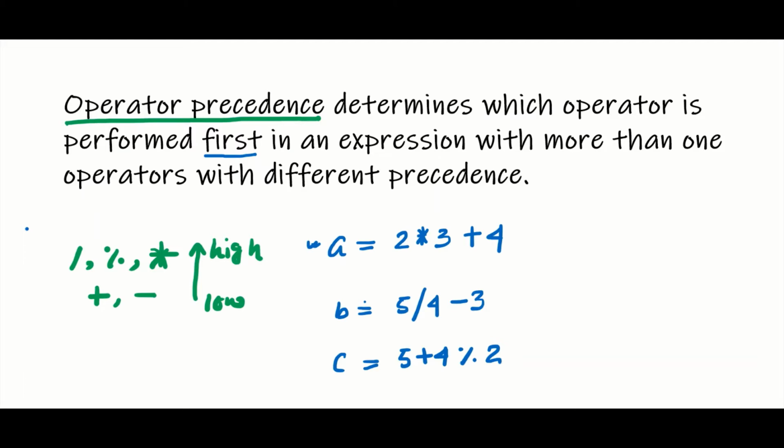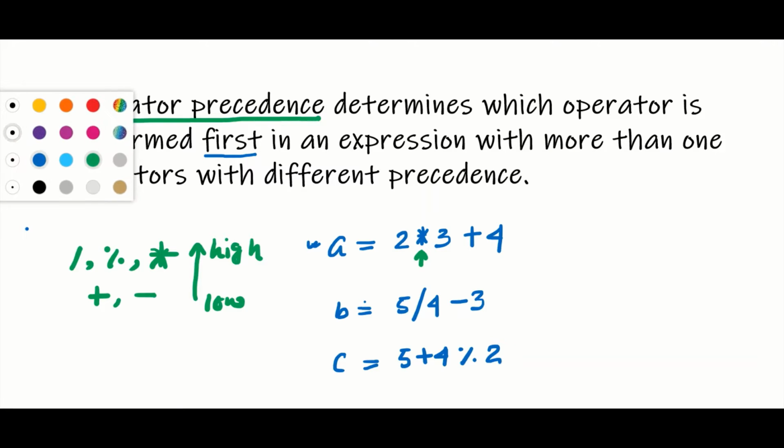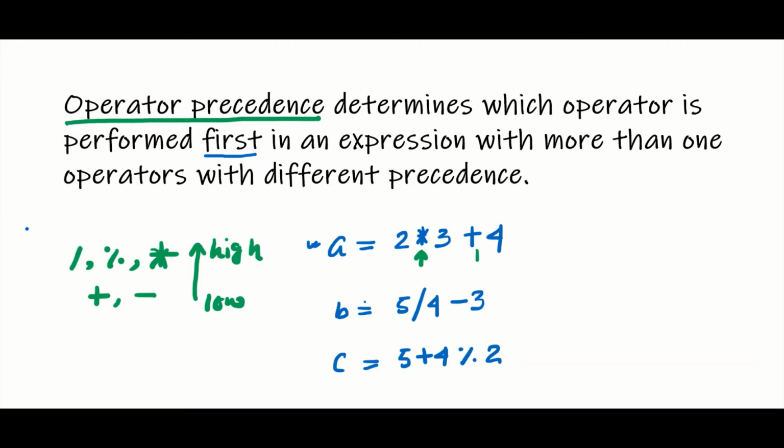Here you can see there are two mathematical operators. One is plus, another is multiplication. So operator precedence informs the compiler which part of the expression, or which operator, will be evaluated first in an expression. This is our expression, in which there is more than one operator with different precedence.